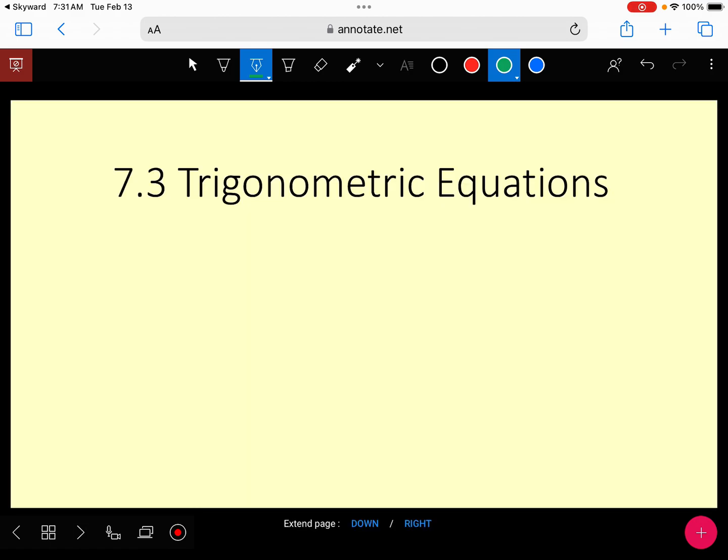All right, so today we're actually going to start solving equations. So we're starting 7.3, which is trig equations, if you want to go ahead and title your notes.